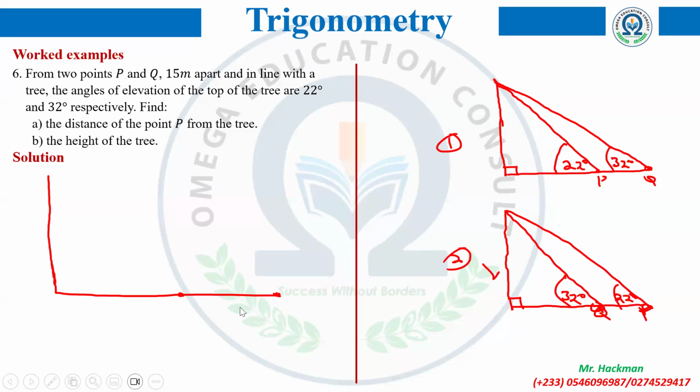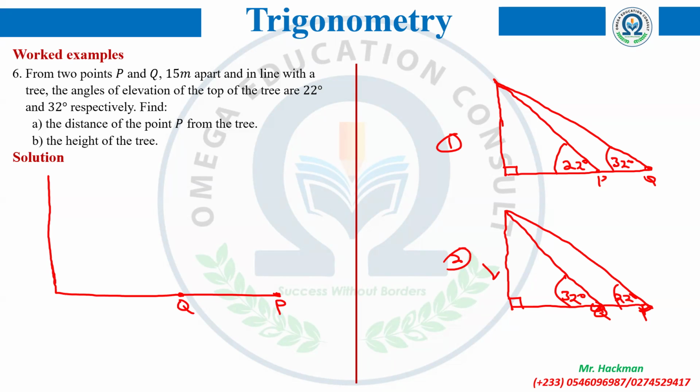So I don't know which one to put here, whether P will be here or Q will be here, or vice versa. But now with this extra information, we know that the point that will give us the bigger angle of elevation must be closer. And that point is what? Q. So it means Q must be here and P must be here. All correct.